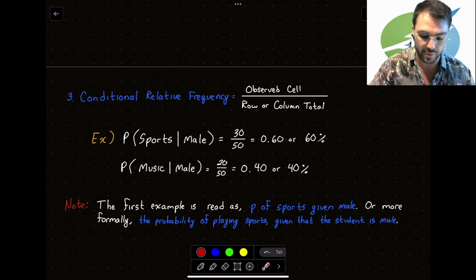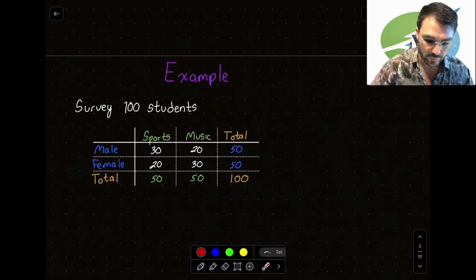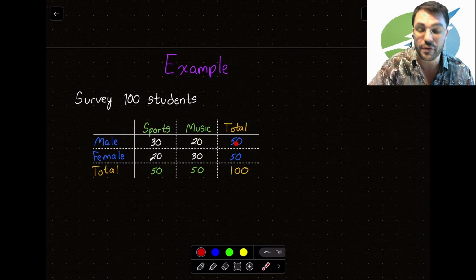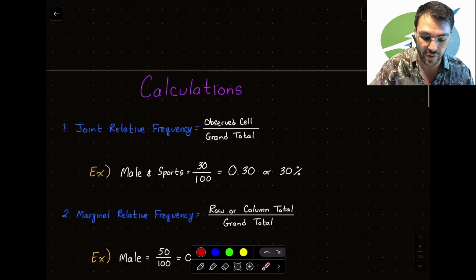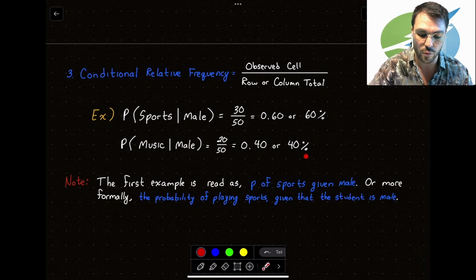This table's not too big, but it doesn't hurt. Probability of a student performing music given they are male. Okay. We have 20 male students who perform music. There are 50 male students in total. It's 20 divided by 50, which is 0.4 or 40%.